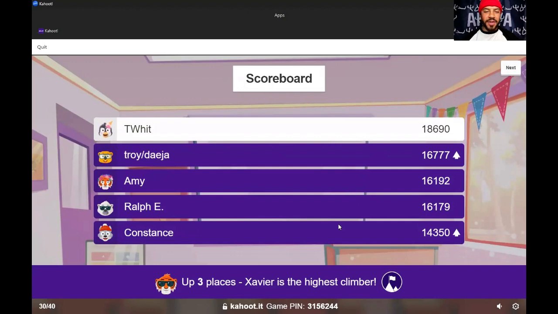Oh, Constance in the top 5. And Troy and Deja moving on up. But Tara's like, I got me a good, comfortable lead at least. Let's see if it holds.